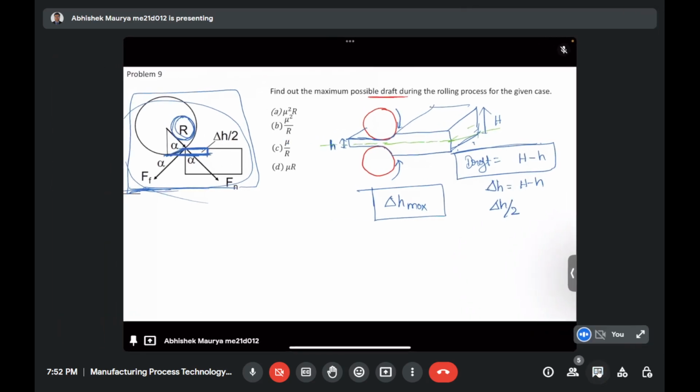Okay. So let me start explaining the solution of this problem. So basically we want to calculate delta h max, which is the draft. We are doing the rolling process in order to reduce the thickness. So definitely, suppose we have a rolling machine which has a fixed diameter of the roller, we will be interested in what is the maximum possible value of reduction in thickness which we can achieve in one go. So that we need to find out. So that's what I am going to find out.